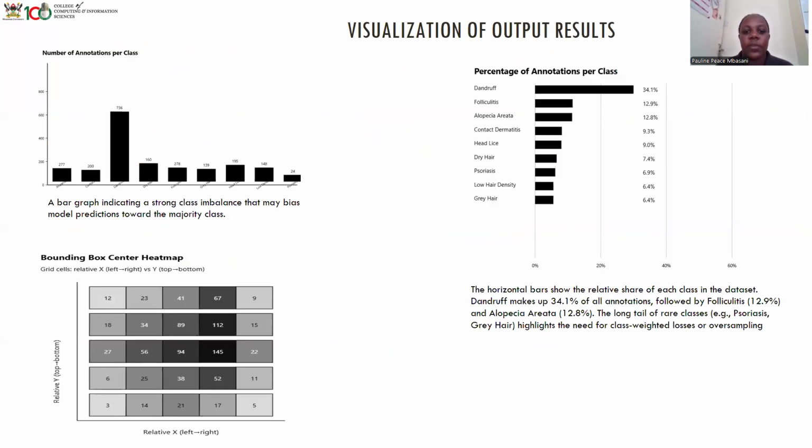Then we have some of the images that were output from our EDA. So these are results from the data analysis. The horizontal bar chart shows class distribution, where we can see that dandruff comprises 34.1% of annotations, followed by folliculitis, which has 12.9%, and alopecia areata with 12.8%. Then the long tail of rare classes such as psoriasis and gray hair reveals severe class imbalance, necessitating class-weighted losses or oversampling.